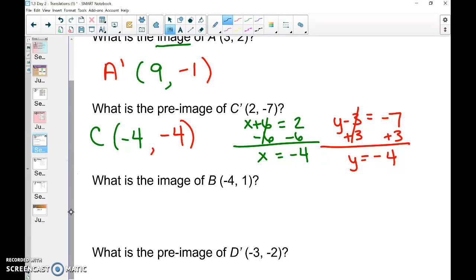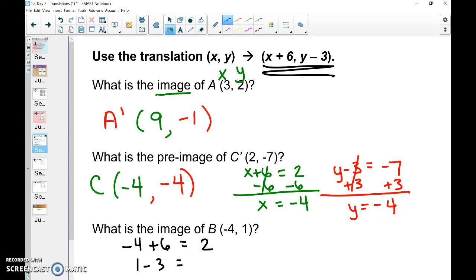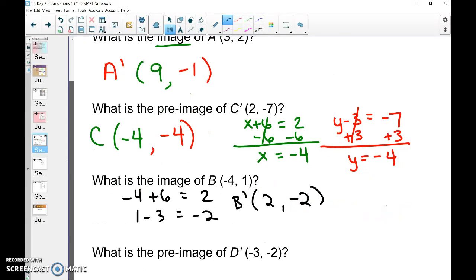Okay, we're using the same equation for this one, so I've got -4, 1. I'm plugging that into here because this is the original point. I'm changing it using this equation, so I can just plug it in. -4 plus 6, because that's the x spot, is 2. 1 is the y spot, so 1 minus 3 is -2. Put them together, I should get 2, -2 for B prime.